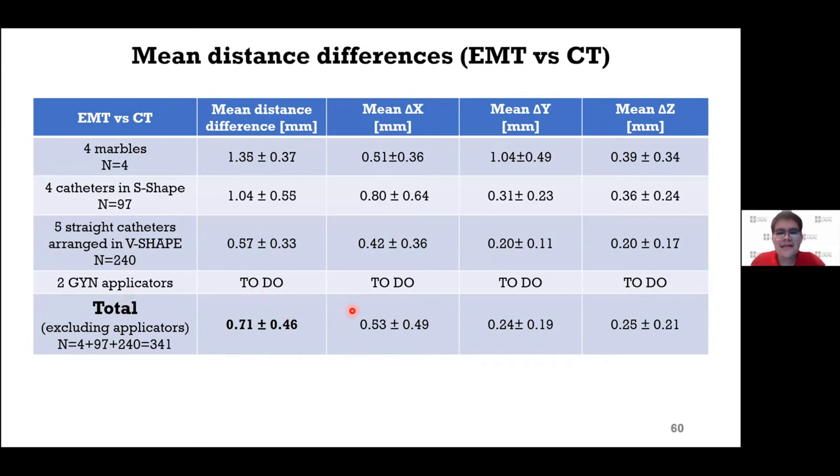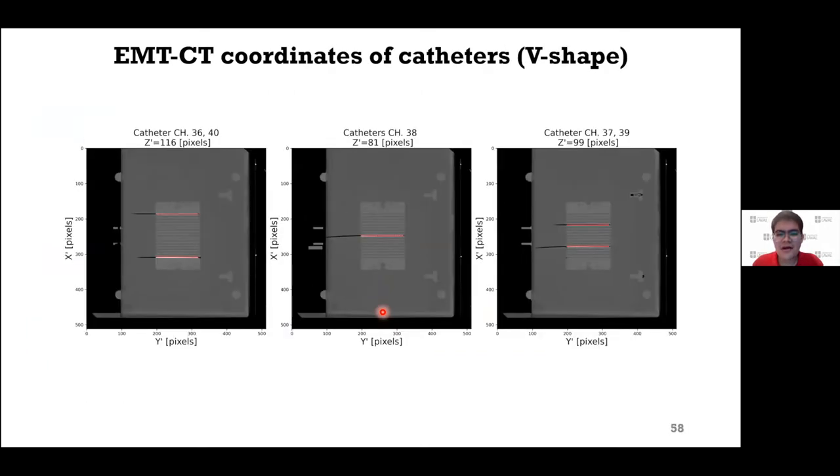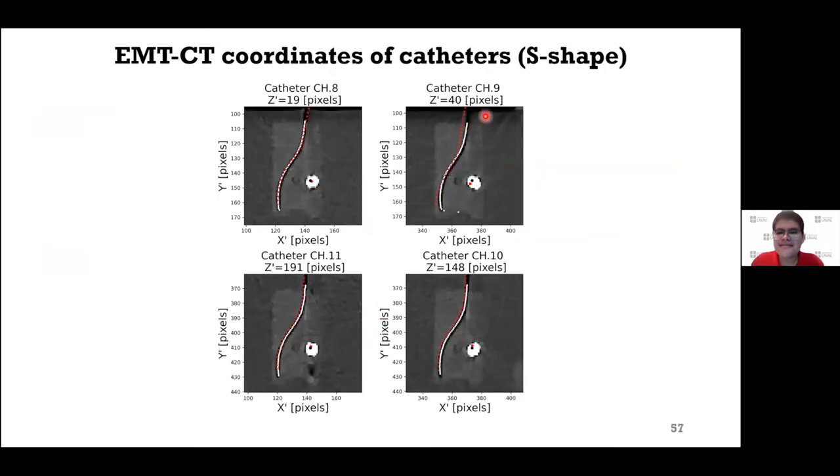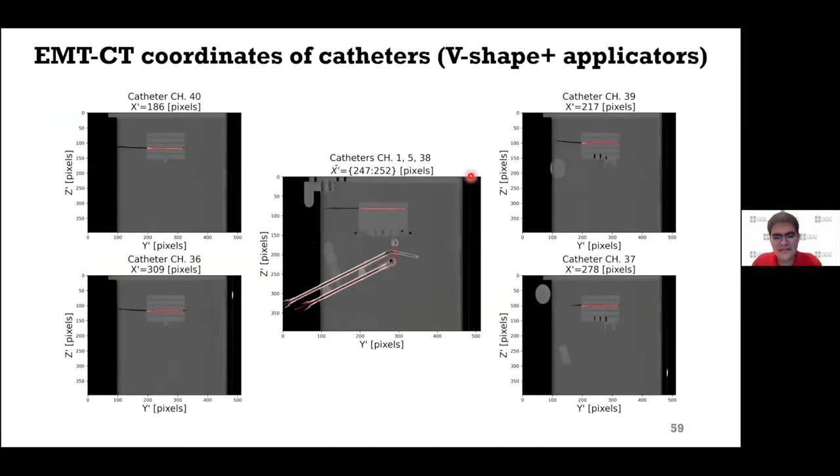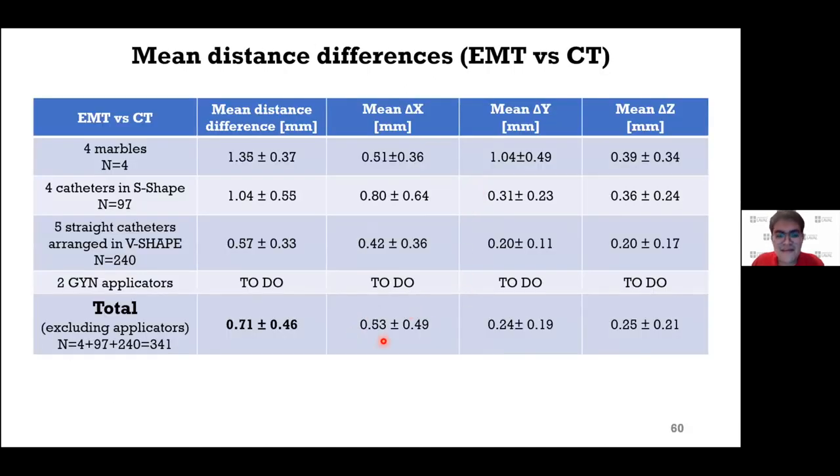If we analyze the components, we can see that there's a bigger deviation in the x-axis. This can be explained if I go back to this reconstruction of this catheter. We can see in the x-axis there are big distance differences. So that might be an explanation for this big deviation we get here.